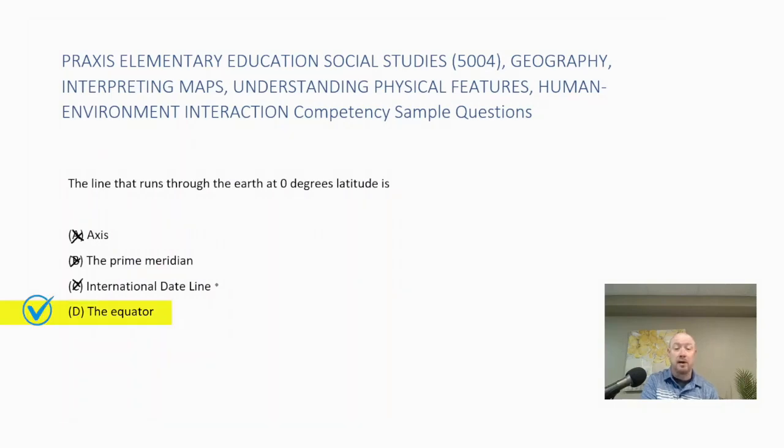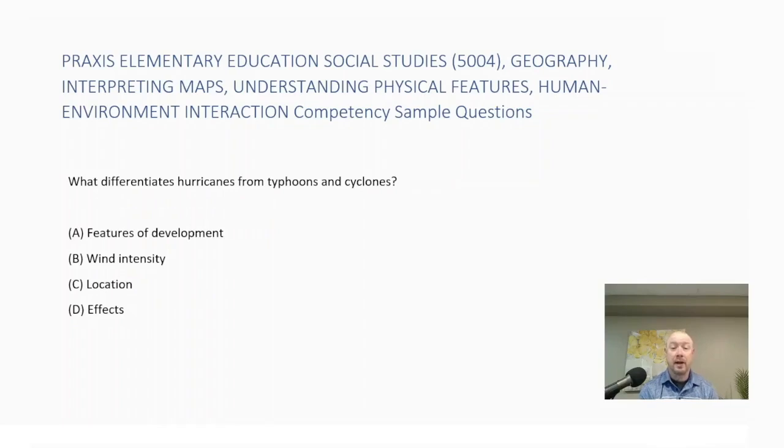So the correct answer here is D, the equator, and that is 0 degrees latitude, and that separates the northern and southern hemisphere. What differentiates hurricanes from typhoons and cyclones? Is it A, features of development, B, wind intensity, C, location, or D, effects?